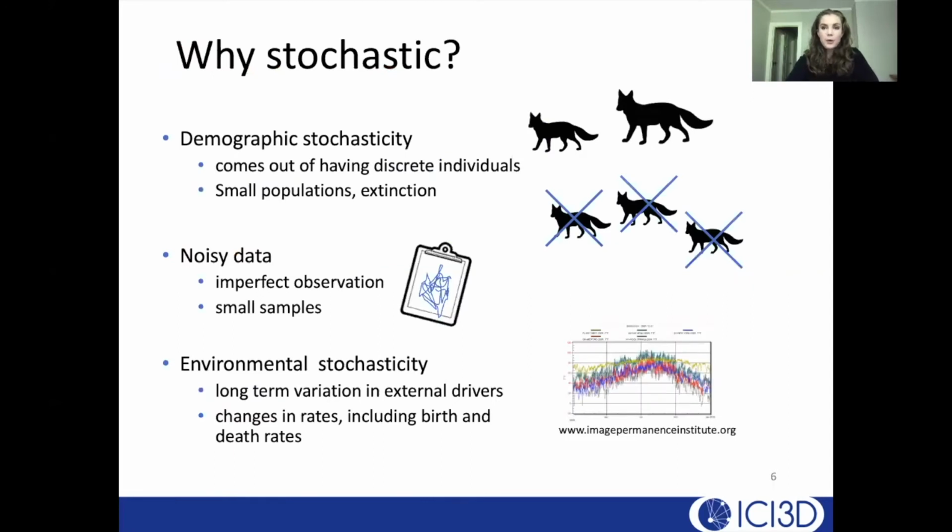So why might we want to use a stochastic model? One of the first things I think about is demographic stochasticity, and this comes out of having discrete individuals. So for each individual, you can have an event happen or not happen. And this could be an event like death, getting infected. Importantly, for small populations, you can think about extinction. So if you have only one individual remaining and it dies, then you have an extinction event.